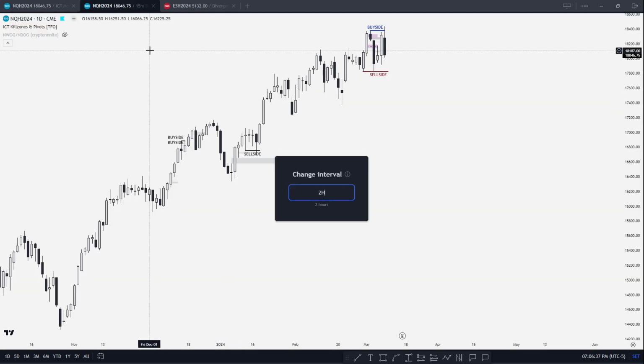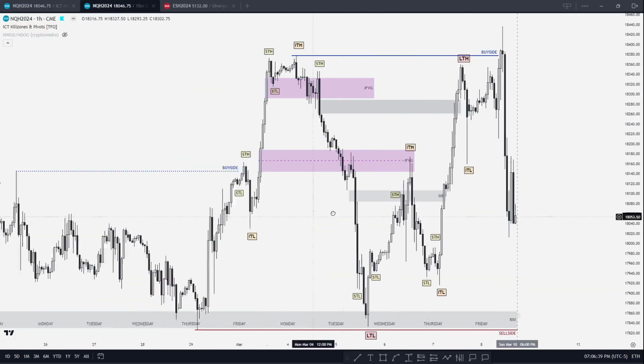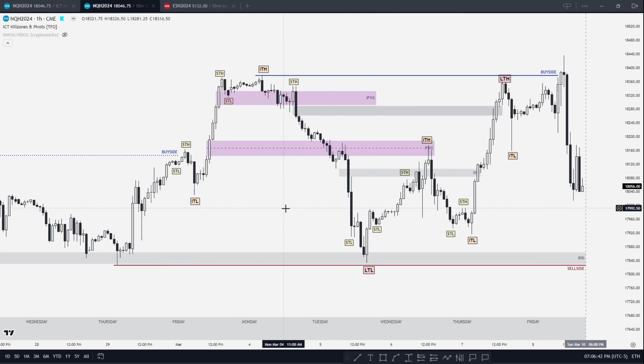But pretty clean price action recently. If you look at the hourly, I mean, throughout the entire week. Last week, I think it was pretty solid.